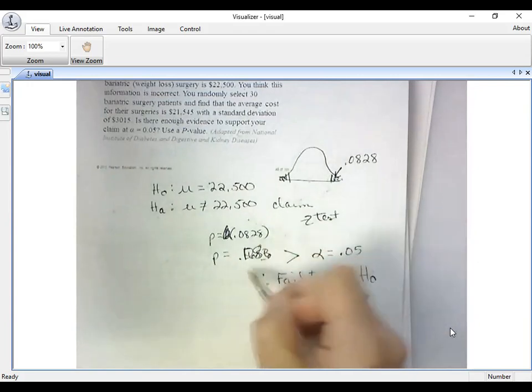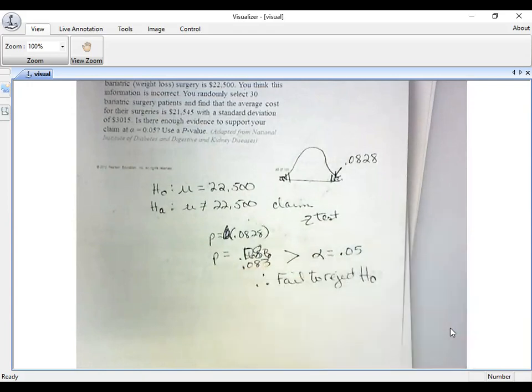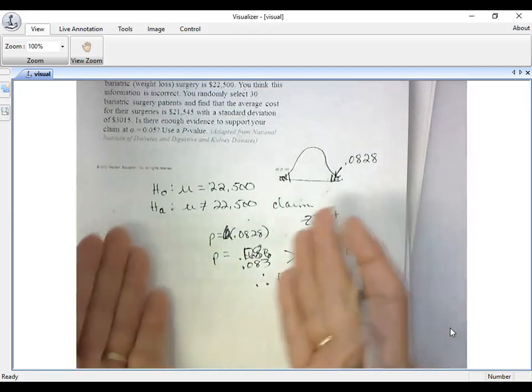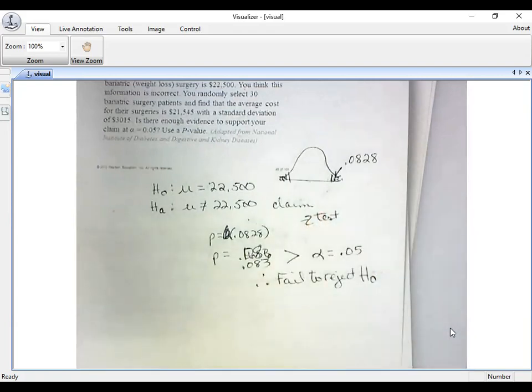So at 0.083, is it still bigger than 0.05? Definitely. So it didn't change our ultimate decision that because P was bigger than alpha, we failed to reject the null hypothesis. Now, based on this, how would we make our statement?